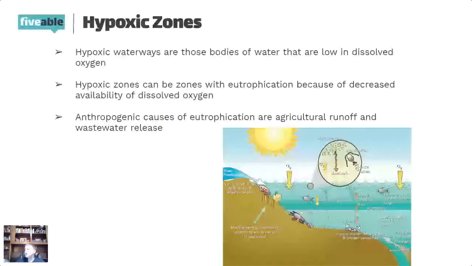All right, so Mary asked in, oh, I'm sorry, I need to go up. Elena asked what created the hypoxic zone. Eutrophication, I mean, the process of eutrophication is what makes these zones that are hypoxic.